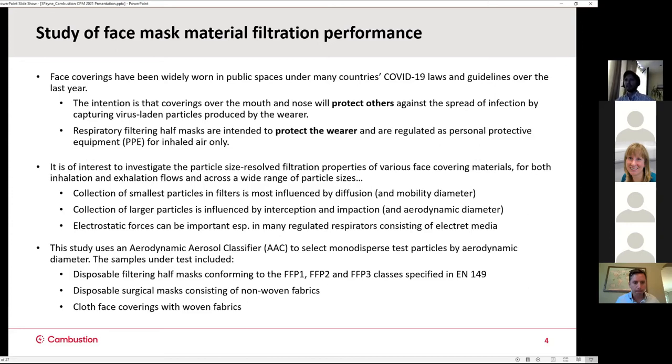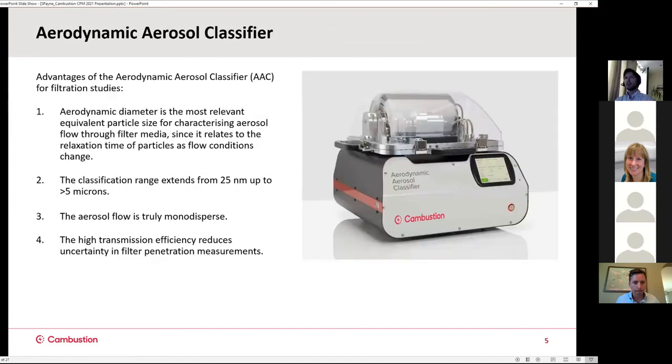So this study uses an aerodynamic aerosol classifier to select monodispersed test particles by aerodynamic diameter. We've got 3 groups of masks that we've tested: some regulated respirators, disposable surgical masks, as well as some cloth face coverings. So a quick introduction to the AAC. Aerodynamic diameter is the most relevant equivalent particle size for characterizing aerosol flow through filter media, since it relates to the relaxation time, which I'll define in an upcoming slide, of particles as flow conditions change. The classification range extends from 25 nanometers up to more than 5 microns.